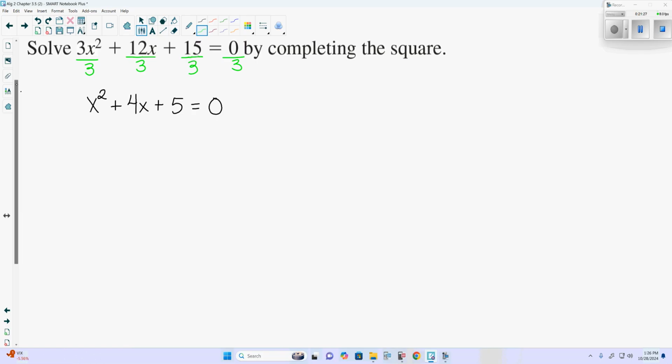Since the a value is now 1, we need to get the variables on one side and the constant terms on the other. And to do that, we're going to subtract 5 from both sides. And then we're going to leave 2 spaces. So it's going to tell us that x squared plus 4x plus blank equals negative 5 plus blank.